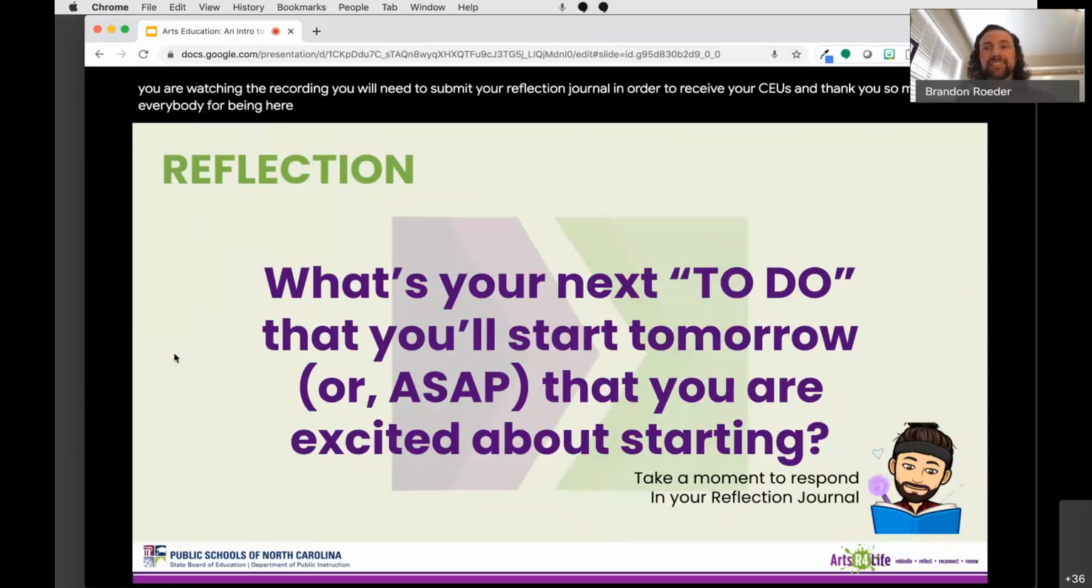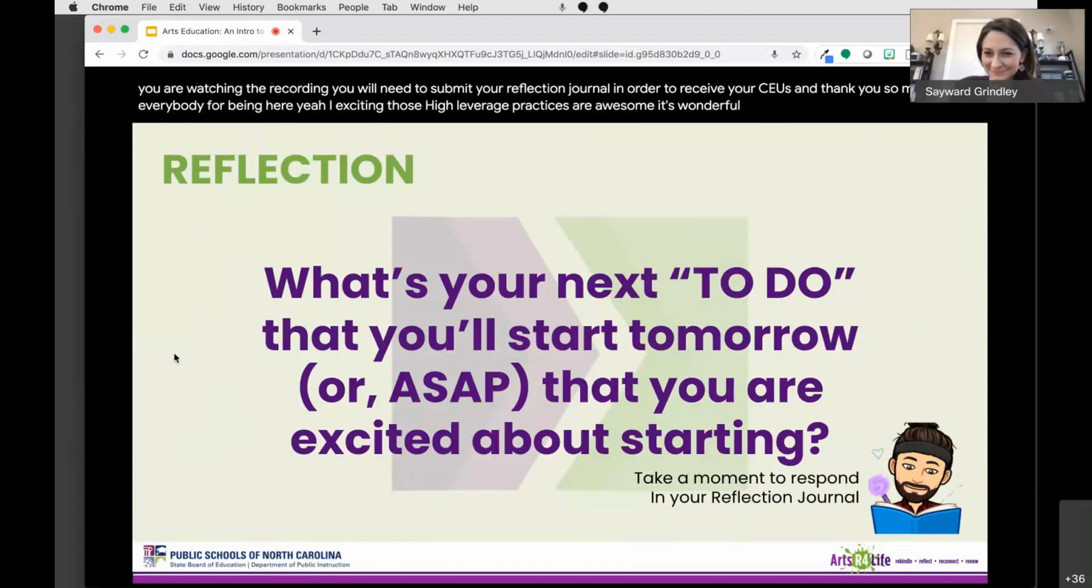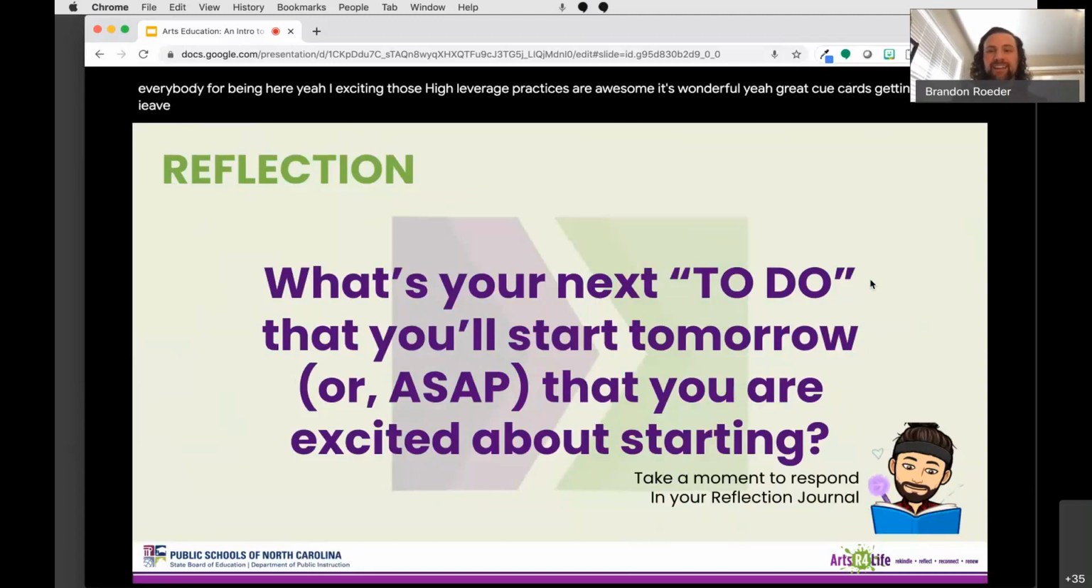Exciting. High leverage practices are awesome. Cue cards, getting access to IEPs. I know that that is something that isn't always easy.